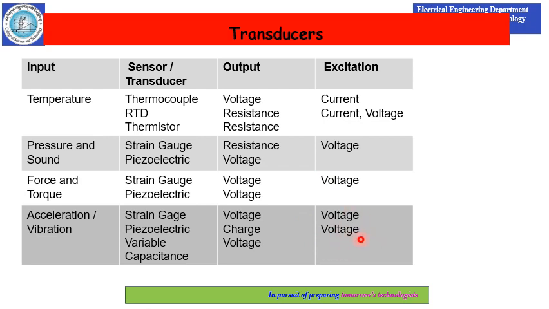The change will then be converted to voltage in the case of the strain gauge, charge in the case of piezoelectric transducers, and voltage in the case of the variable capacitance transducer. So the output will be in the form of voltage, charge, and voltage. We will measure these three quantities in order to determine the change in acceleration and vibration.